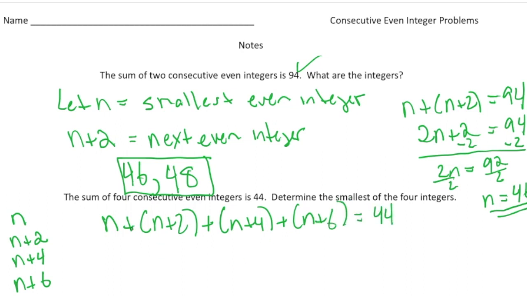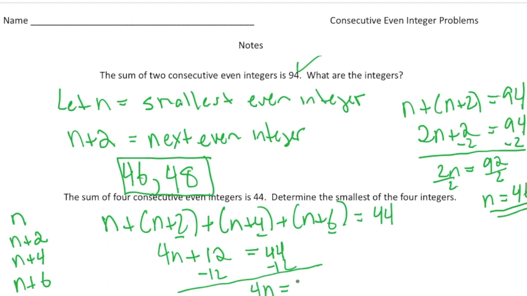All right, so now we can simplify and solve. So I know on the left-hand side, the expression, we have 4n's plus, if I add the constants, 4 plus 6 is 10, plus 2 is 12. And that's going to equal 44. And then I'm going to take away 12 on both sides. And now we have 4n equals 32. And then divide both sides by 4, and I'll get n equals 8. All right, so that is the smallest of our 4 consecutive even integers.